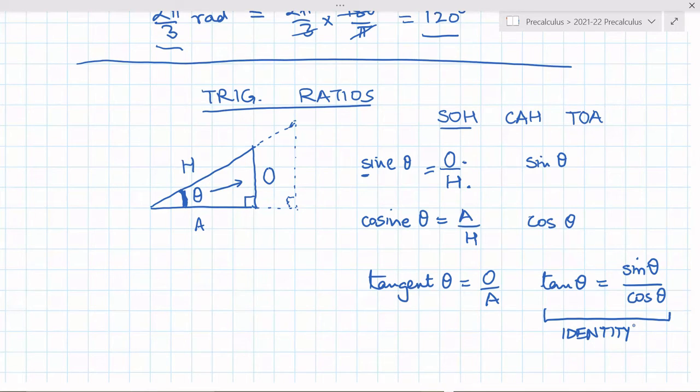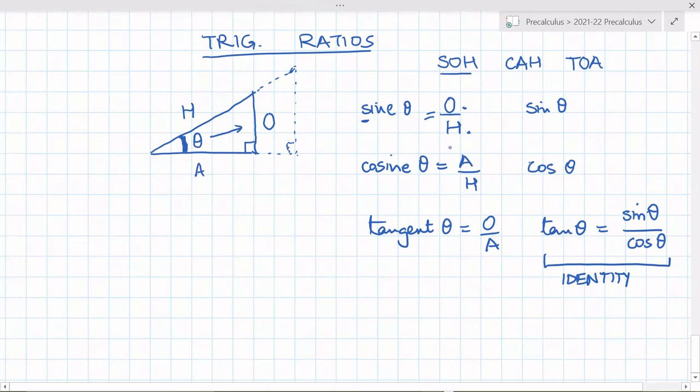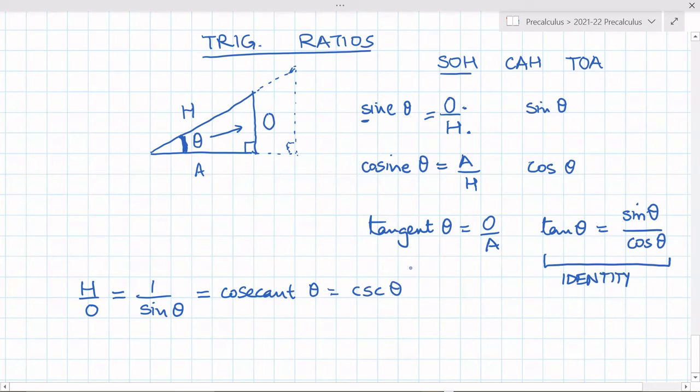And their opposite ratios are also there. So instead of A over H, you can have H over A, right? If you did H over O, that's 1 over this. So this is 1 over sine theta, right? And there's a name for this, which is cosecant theta, also written as cosec theta. So this is just a short name for that, like these are. But it is cosecant, okay?